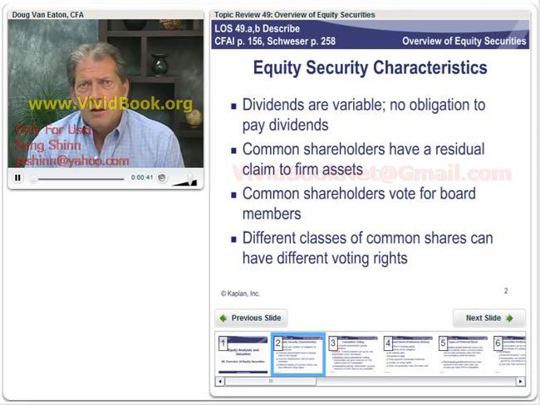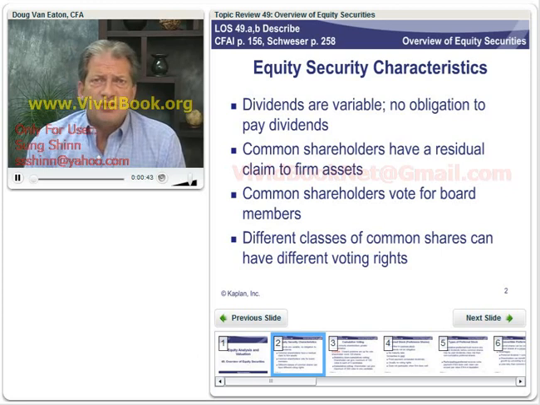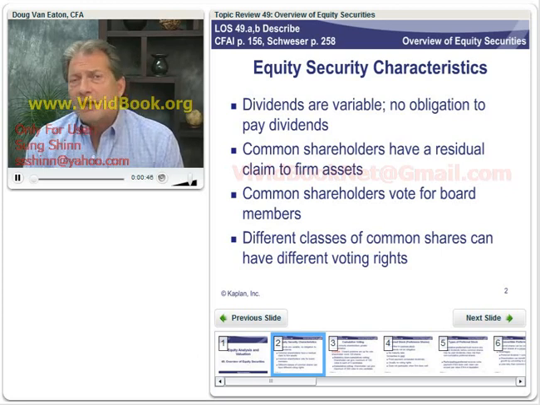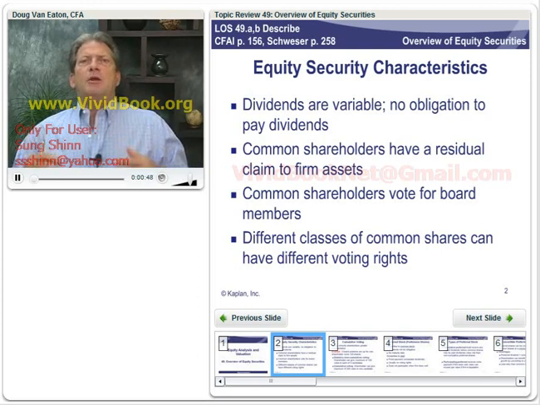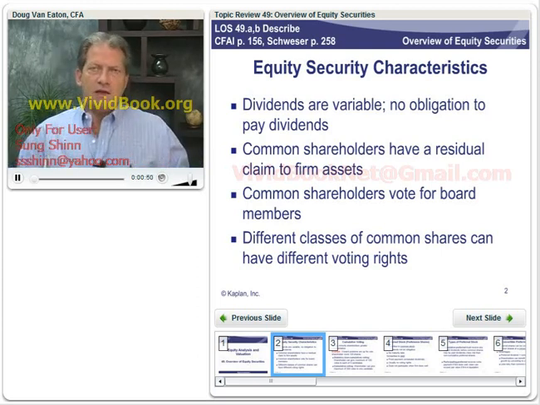We say that common shareholders have a residual claim to the firm's assets, and this just means that their claim stands behind the claims of bondholders and the claims of preferred stockholders, both in terms of their claims to earnings and their claims to the value of the firm assets in case of a liquidation.